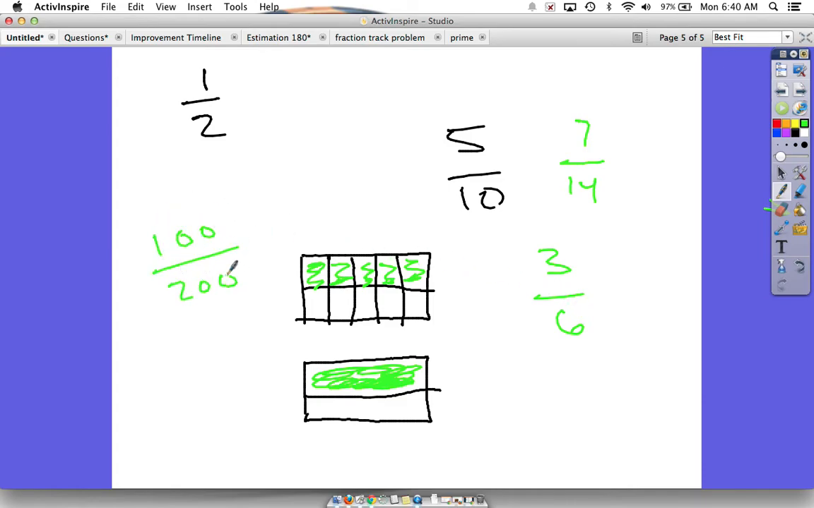100/200. Again, it doesn't matter how big or how small these numbers are. It just depends on what part of the fraction they are. 7 is half of 14. 3 is half of 6. 5 is half of 10. 100 is half of 200. So all these fractions represent something that is exactly 1/2.